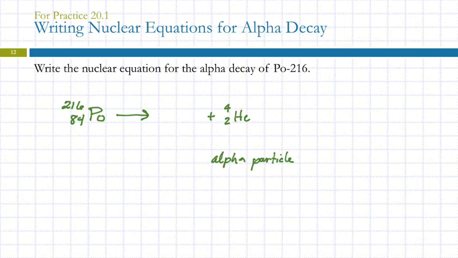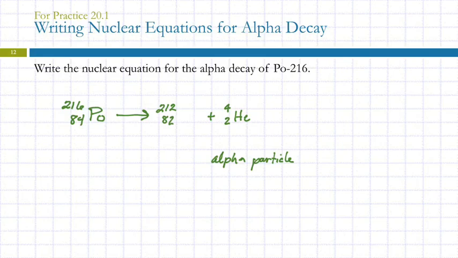So now what we're going to do is just do some simple math. We've got a 216 here. We're going to have a mass number here, this mass number plus 4 has to equal 216. Right, so 212. And we have 84 for the atomic number. Over here we have 2. So this atomic number must be 82. It's probably the simplest math you'll have to do all day.